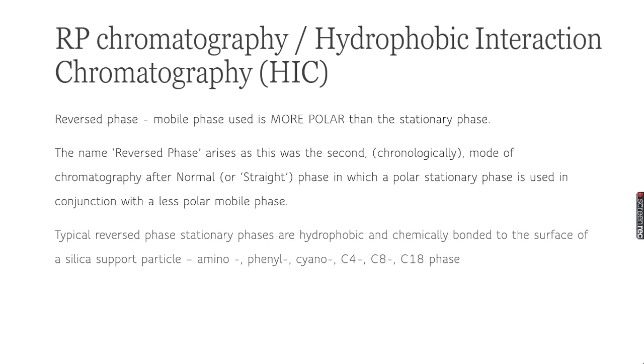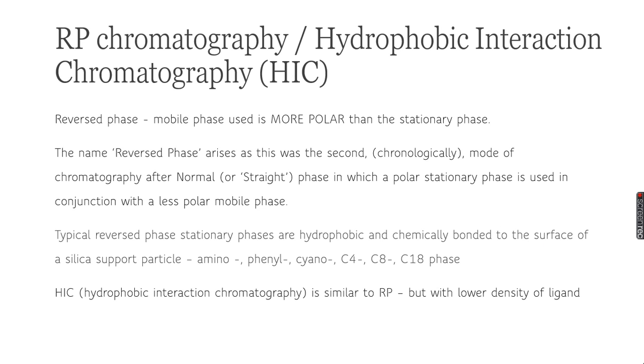Now in a typical reverse phase chromatographic system, we will be using a stationary phase which is bonded with silica support. We can have different functional groups like amino, phenyl, cyano, C4, C8 or C18 phases. So basically there is a long chain of hydrocarbon which makes it hydrophobic. Amino is still hydrophilic in nature, phenyl is moderately hydrophobic, and cyano, C4, C8 and C18 are in increasing order, becoming more hydrophobic in nature.